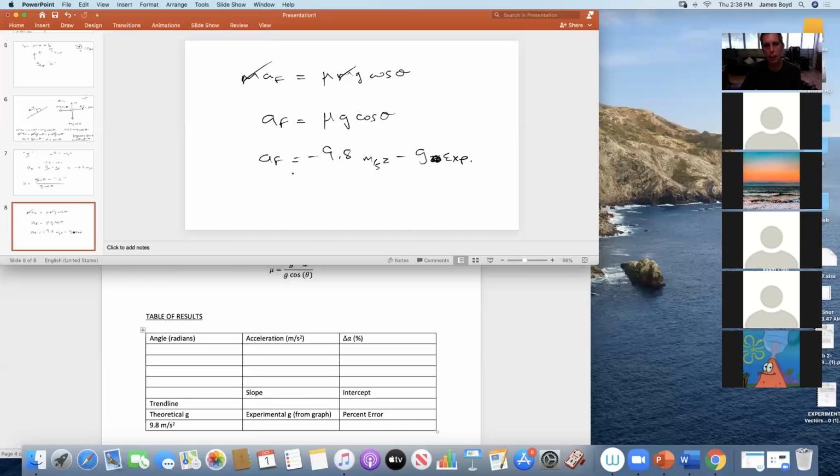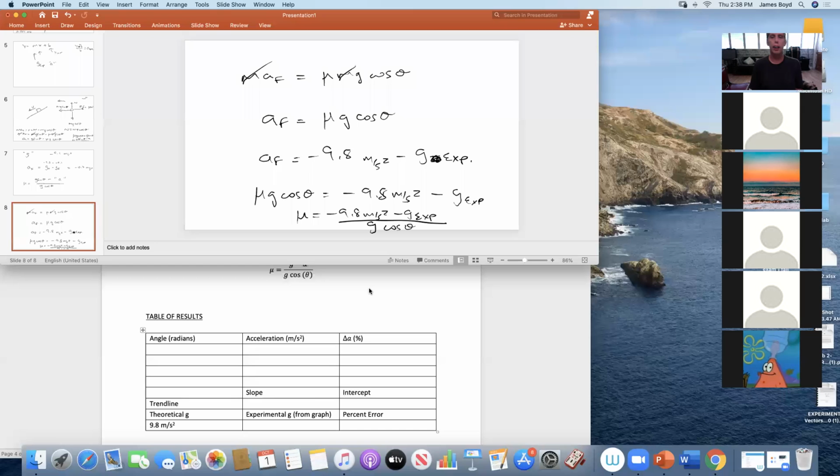So this being the case, that means that mu g cos theta is equal to minus 9.8 meters per second squared minus G experimental, or mu is this stuff, minus 9.8 meters per second squared minus G experimental from your graph over g cos theta. Now you might say, well, what theta do I use here? Go ahead and use the last one, the one for the steepest angle, okay?